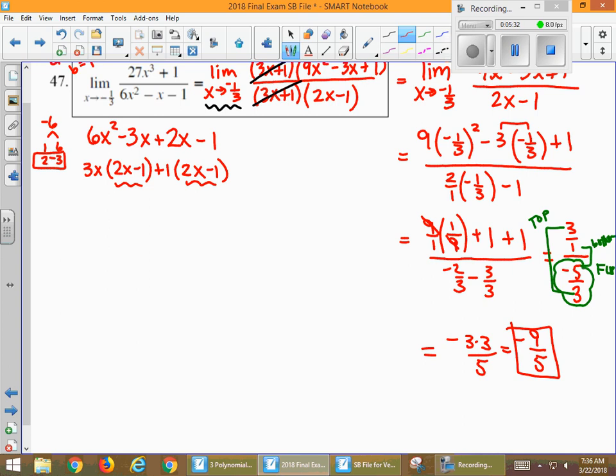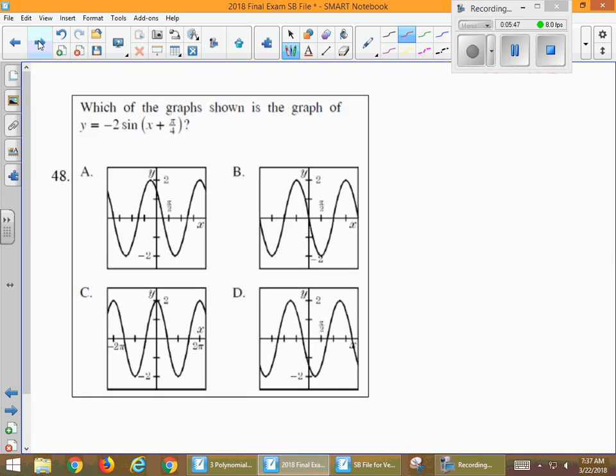So when we were doing that piece, finding the y value of the removable discontinuity in the rational functions unit, you were actually finding the limit as well. Whew, that was a good one. All right, let's see what fun multiple choicey thing we have next.